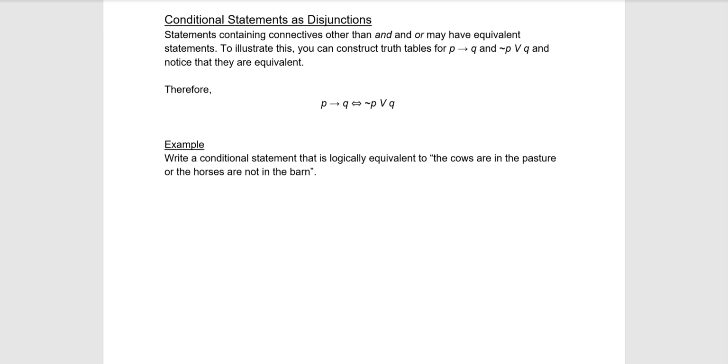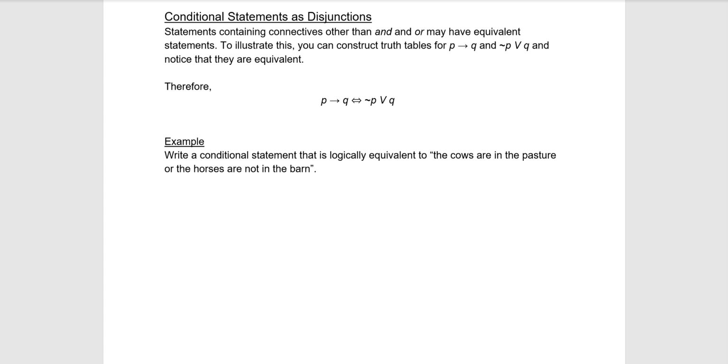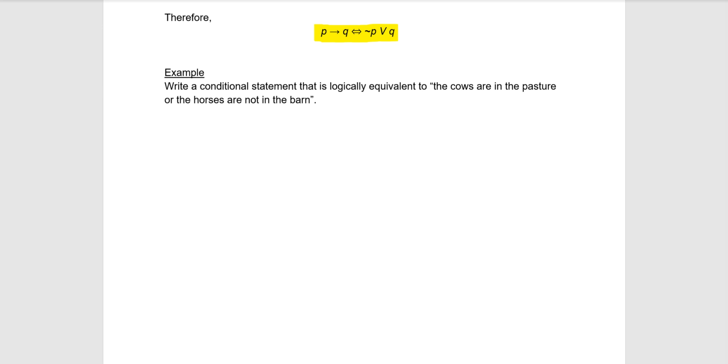So for the next thing, we have conditional statements as disjunctions. So this is going to be a way to see equivalent statements between a conditional statement and a disjunction. So for example, if we have the statement if P then Q, that is actually equivalent to the statement not P or Q. So if you really wanted to, and I recommend doing this, you could create a truth table for both of these and see that these are equivalent statements. Okay, so let's go ahead and use this shortcut to do this example. So let's write a conditional statement that's logically equivalent to the cows are in the pasture or the horses are not in the barn. Okay, so we have statement P, statement Q.